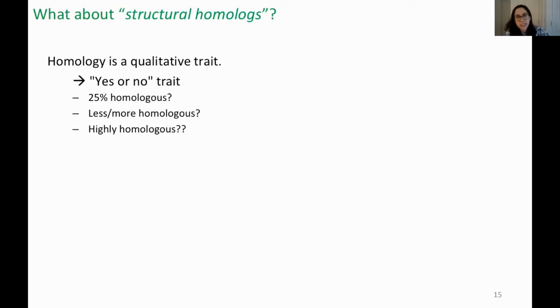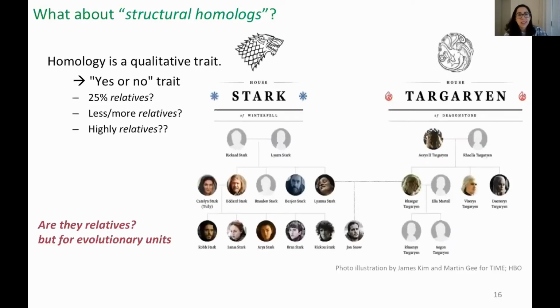We also don't say these two proteins are less homologous or are highly homologous. So think about this. Homology is like asking, are these two things relatives? It's just that we use it for evolutionary units and not people. So the question is just if they are relatives or if they are homologs, not how far away this relationship is.